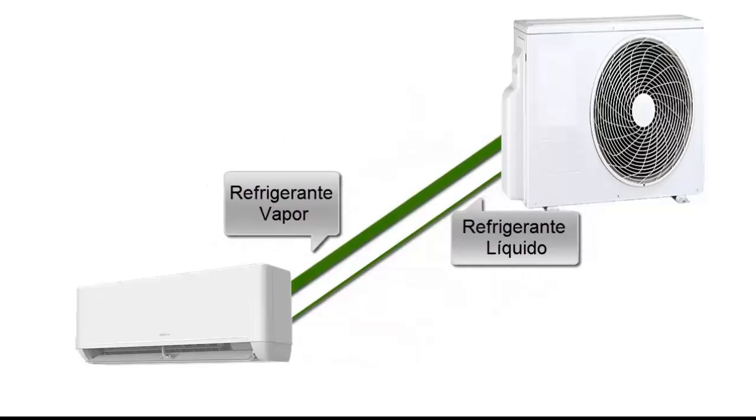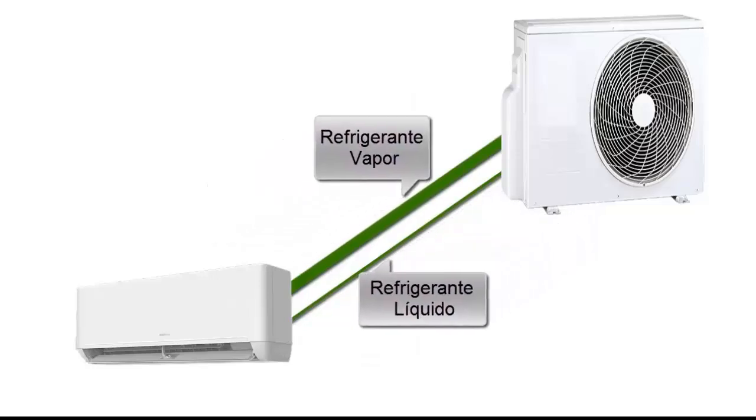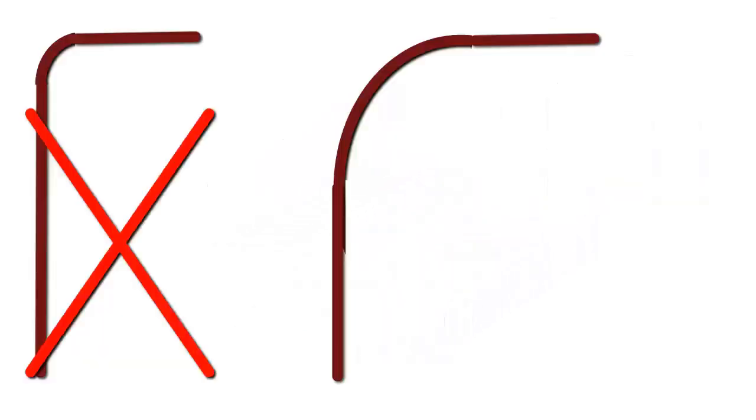B. All system curves should have the largest possible radius to avoid unnecessary pressure drops, which can increase electrical consumption.